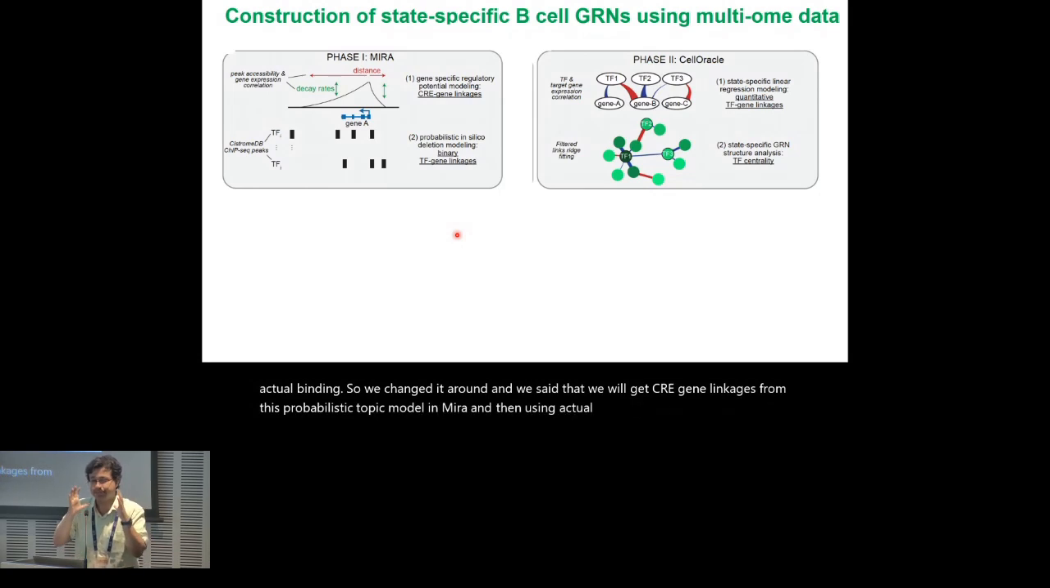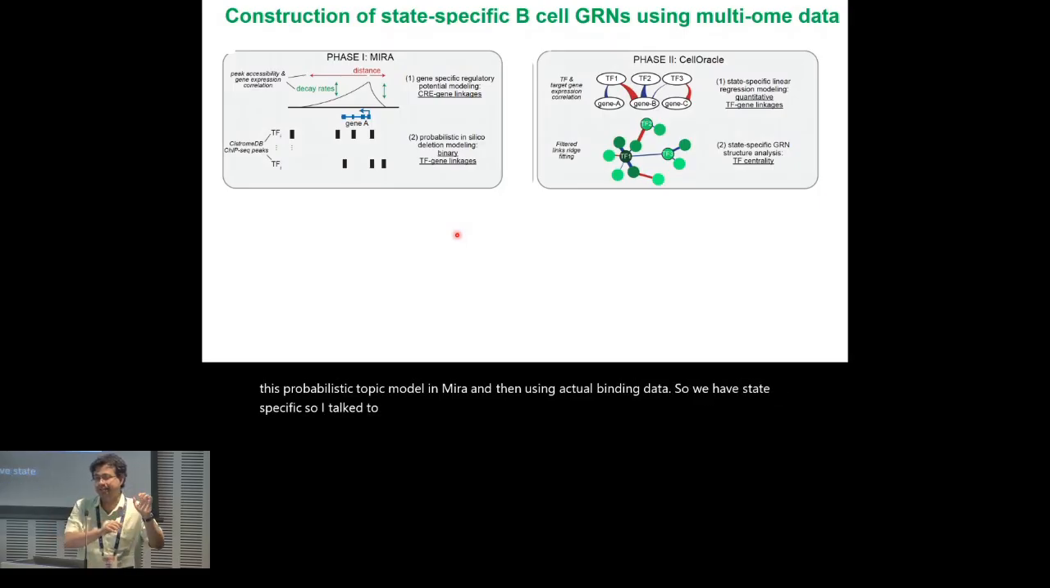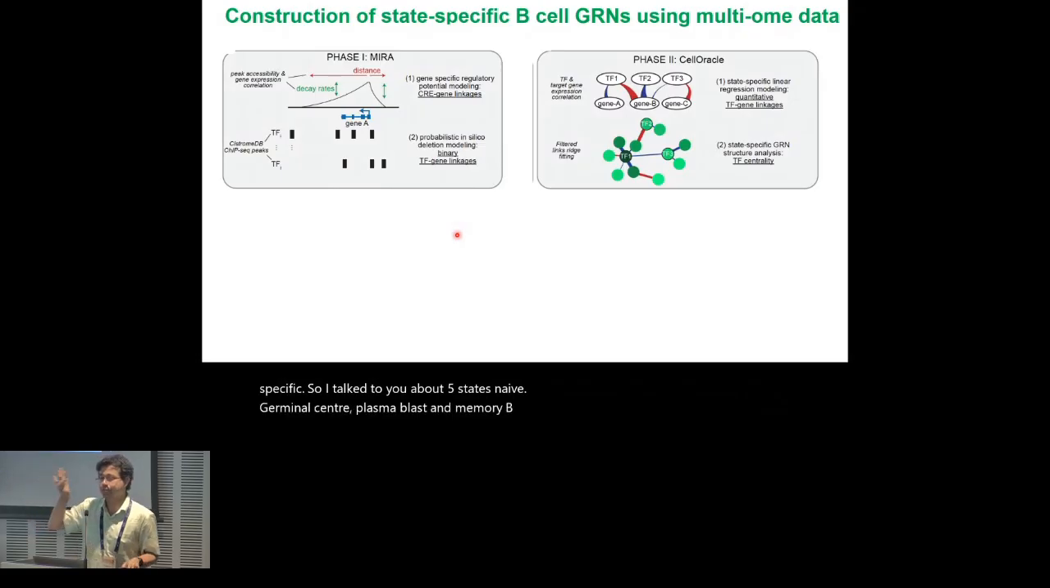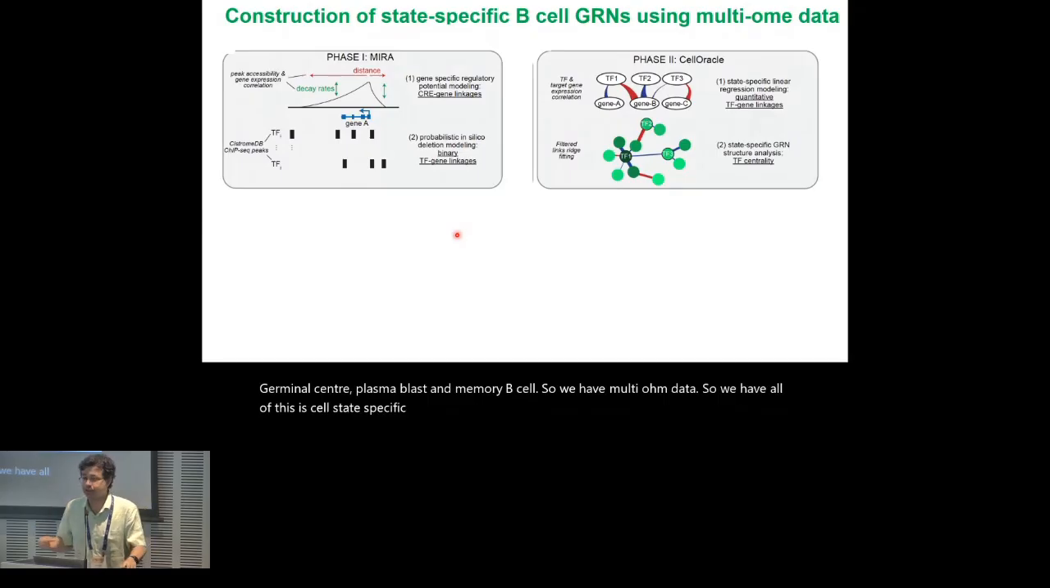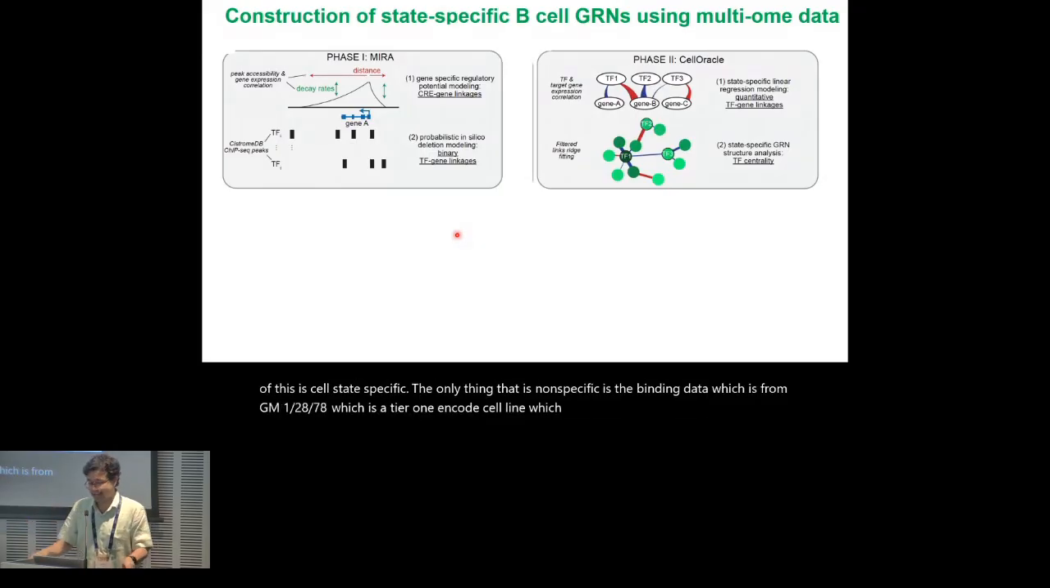So we have state-specific, so I talked to you about five states: naive, activated, germinal center, plasmablast, and memory B cell. So we have multi-omic data, and all of this is cell state specific. The only thing that is non-specific is the binding data, which is from GM12878, which is a tier 1 ENCODE cell line, which is mirroring an activated B cell.